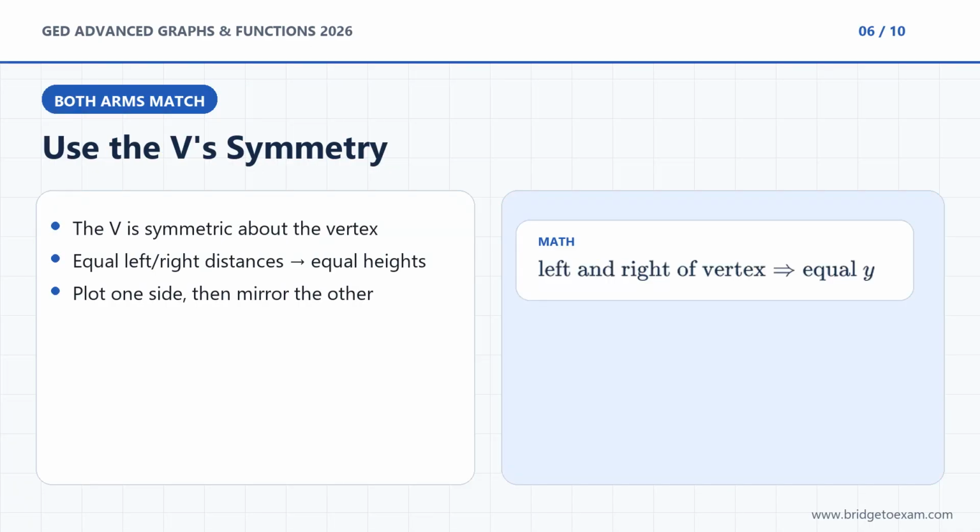The V shape is perfectly symmetric around its vertex. That means equal distances to the left and right give equal outputs. One step left of the vertex and one step right land at the same height. This symmetry lets you plot the whole graph from just the vertex and a couple of points on one side.